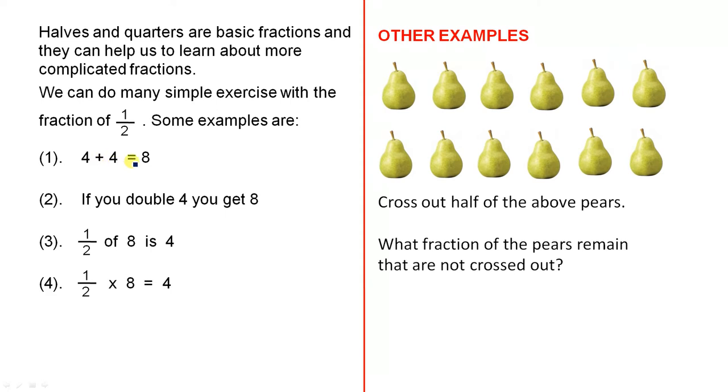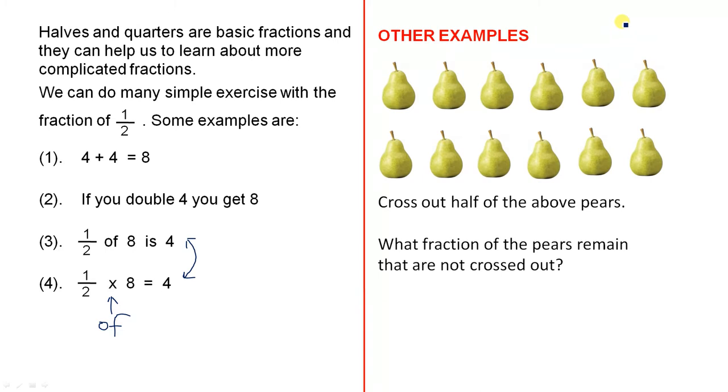4 plus 4 equals 8. If you double 4, you get 8. Half of 8 is 4, which can be written as half multiplied by 8 equals 4, because this multiplication sign here actually stands for "of". So basically these two are asking the same question, those two there.